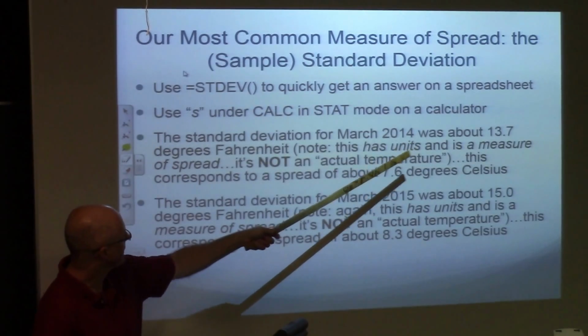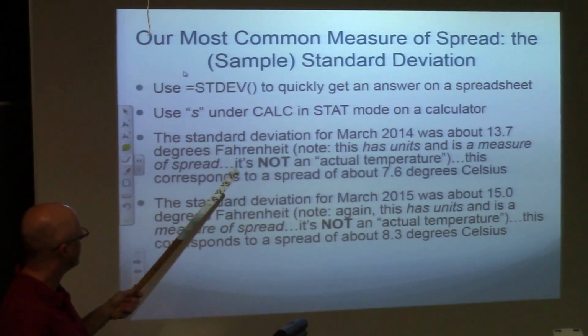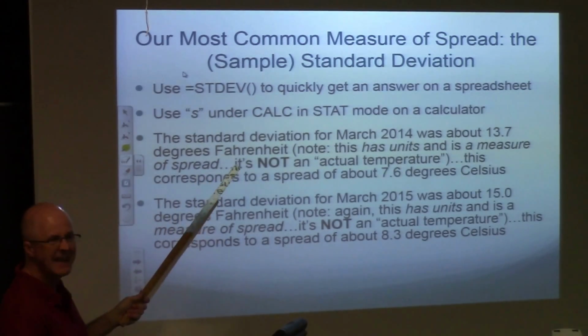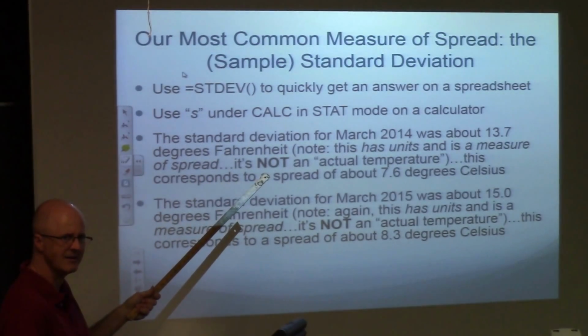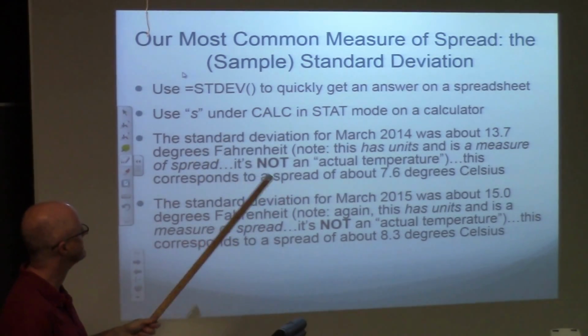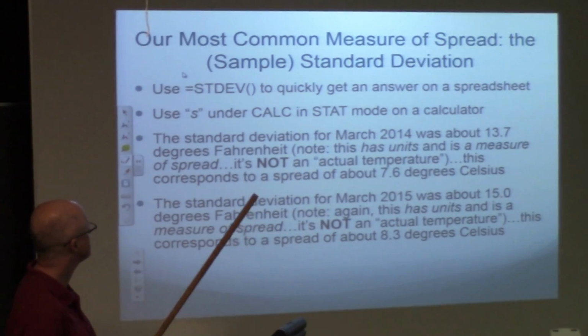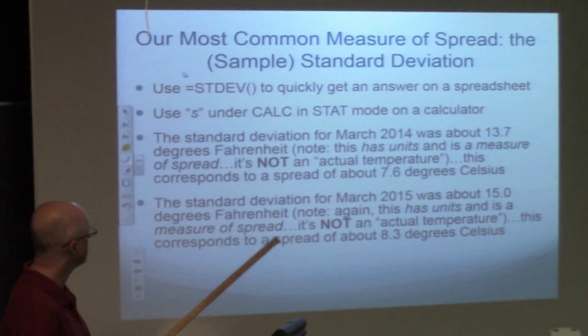Standard deviation is about 13.7 degrees Fahrenheit. Note this has units, degrees Fahrenheit. It's a measure of spread. It's not an actual temperature. We're not saying the temperature was 13.7 degrees Fahrenheit. We're saying the spread in temperatures as measured by the standard deviation was about 13.7 degrees Fahrenheit. Don't worry about what the exact number means at the moment.